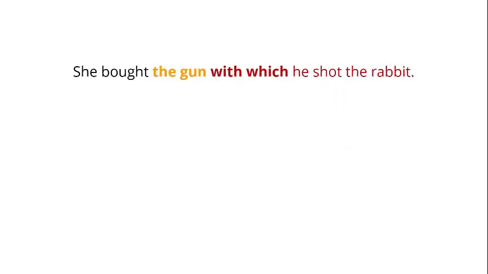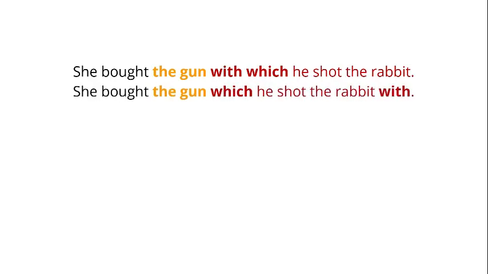There are various ways we can do this. Now the more formal way of doing things is to move with to that middle position in front of which. She bought the gun with which he shot the rabbit. Now this is very important for formal speech. Most people don't do this. We tend to leave with at the end of the sentence and say this: she bought the gun which he shot the rabbit with. That's a much more normal way of speaking.